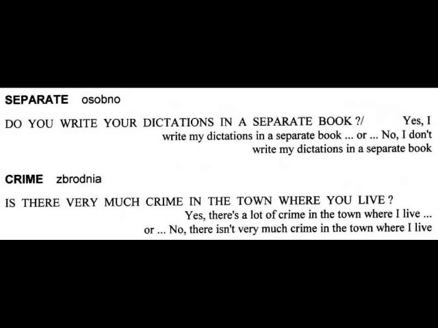Separate. Do you write your dictations in a separate book? Yes, I write my dictations in a separate book. Or, no, I don't write my dictations in a separate book. Crime. Is there very much crime in the town where you live? Yes, there's a lot of crime in the town where I live. Or, no, there isn't very much crime in the town where I live.